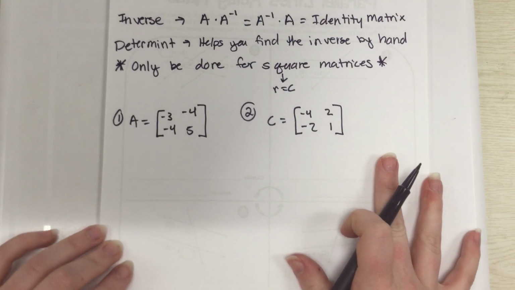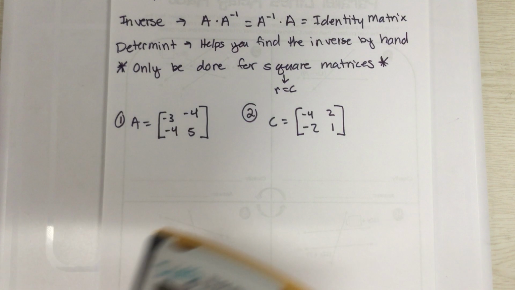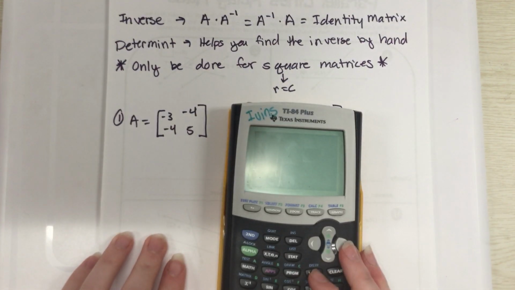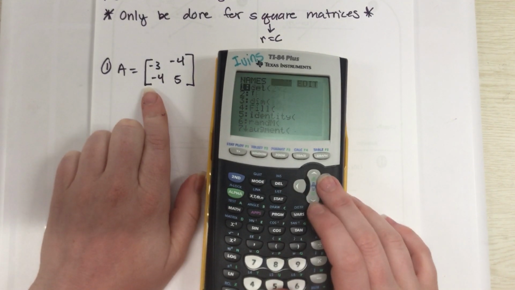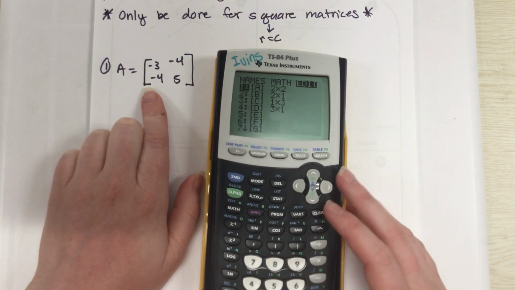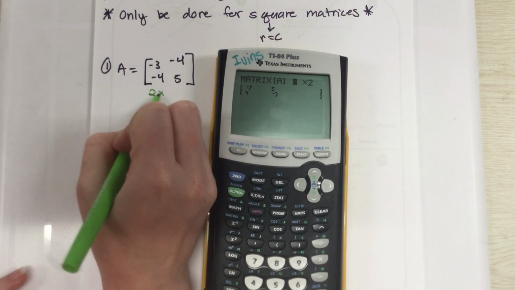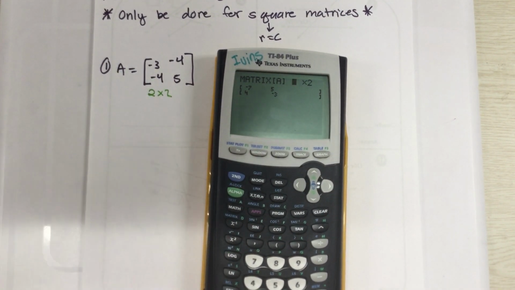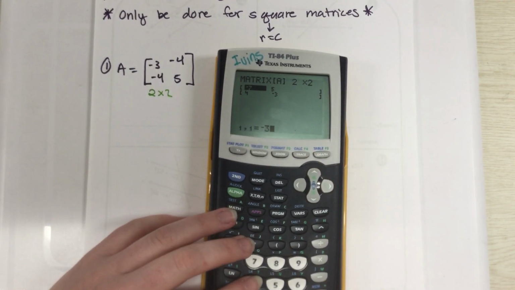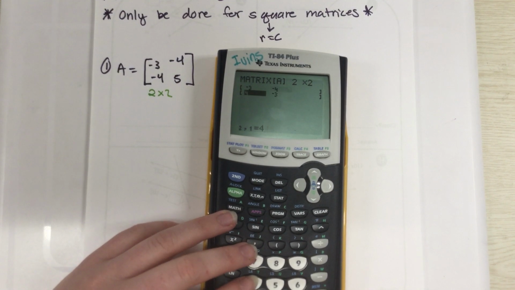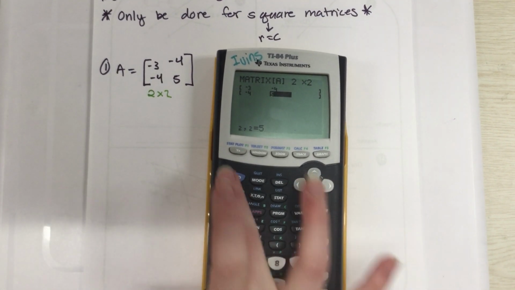So here we go. We're going to find the inverse and the determinant. I'm going to go to second matrix, and we want to edit A. So I'm going to go over to edit, scroll down to A, and hit enter. This one is, again, rows by columns, so 2 by 2. We're going to do 2, enter, 2, enter. And now I'm going to just enter in -3, enter, -4, -4, 5. Then we're going to hit second, quit.